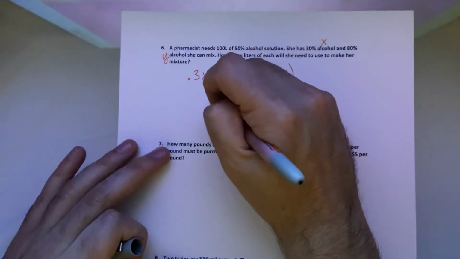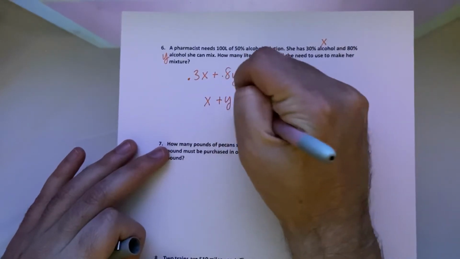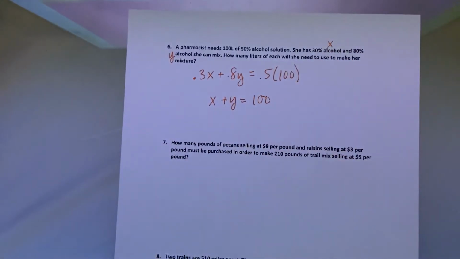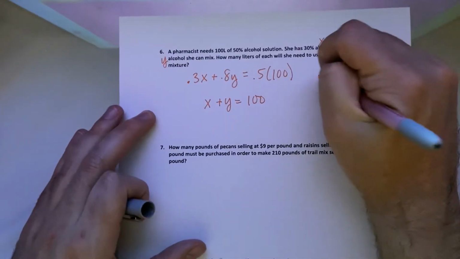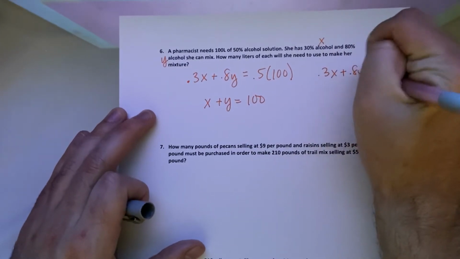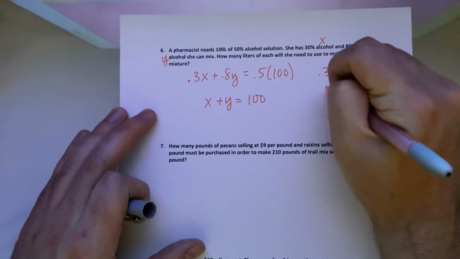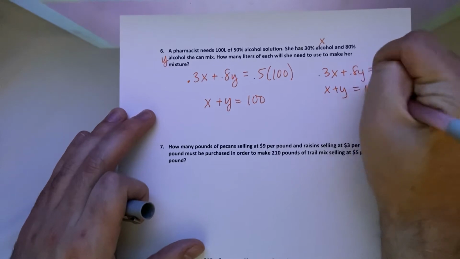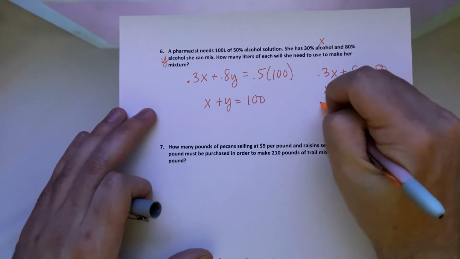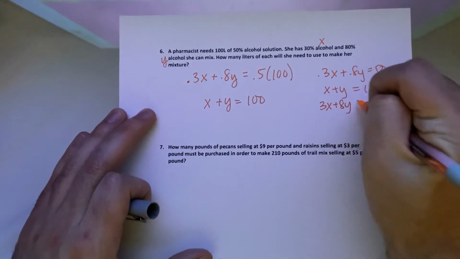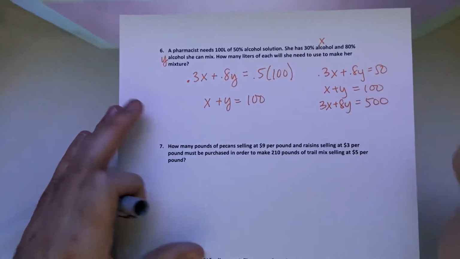Furthermore, we know that just generally x plus y is going to have to be 100 because we know there's going to be 100 liters total. So what is this really? What's 0.5 of 100? 50. So we've got 0.3x plus 0.8y equals 50. X plus y is 100. To clear the decimals, I'm going to multiply everything by 10 there. So that'd be 3x plus 8y equals 500.